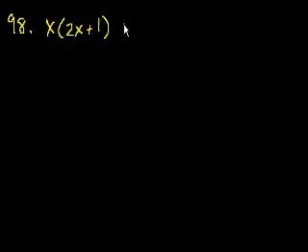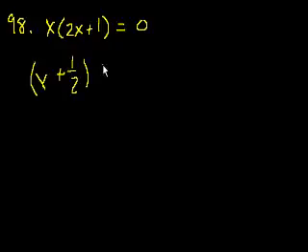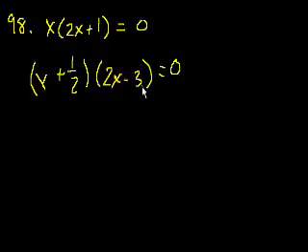Question 98. If x times 2x plus 1 is equal to 0, and they also tell us that x plus 1/2 times 2x minus 3 is equal to 0, then x is equal to what? So this is interesting. X times 2x plus 1 is equal to 0. That means that either x or 2x plus 1 has to be equal to 0, right? So one of these has to be equal to 0.